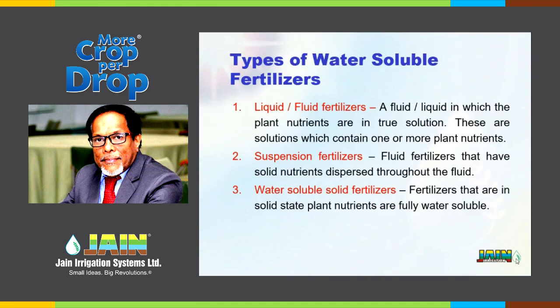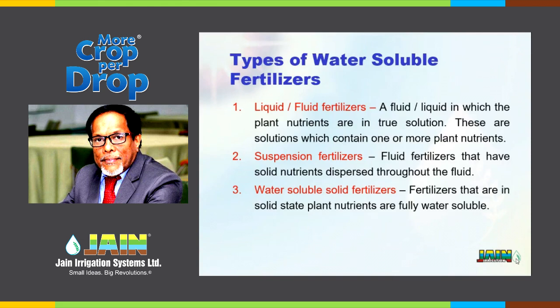But these were the original liquid fertilizers, and they were difficult to carry and transport to the farm from wherever you are making them at the factory. Then you have suspension fertilizers. They are fluid fertilizers that have solids suspended in the fluid. These are not suitable, because the suspended solids will block your emitters and the entire system.